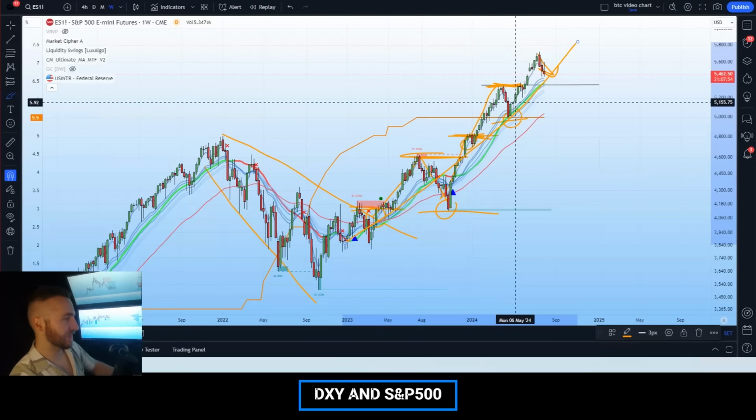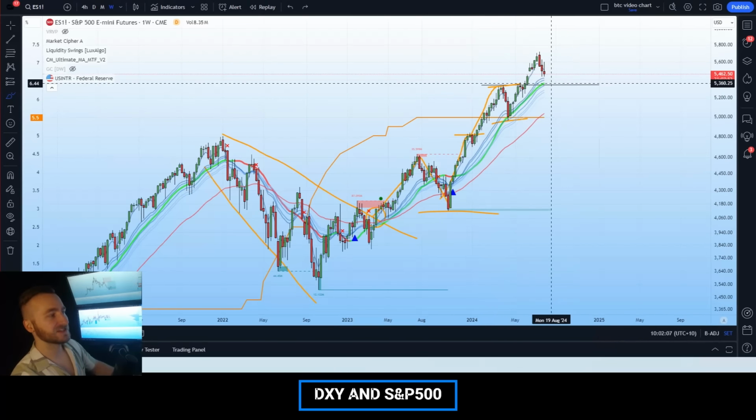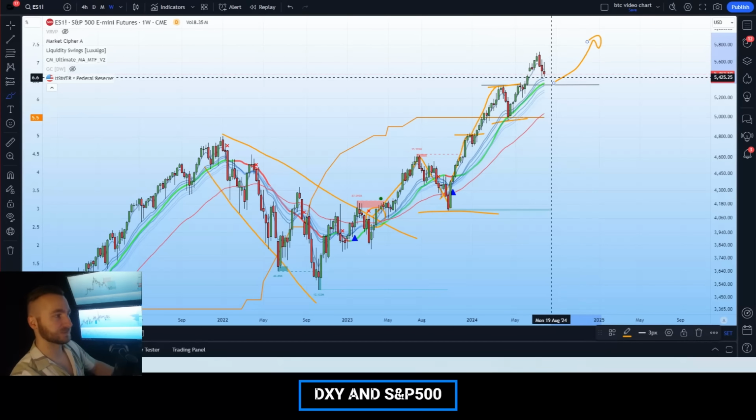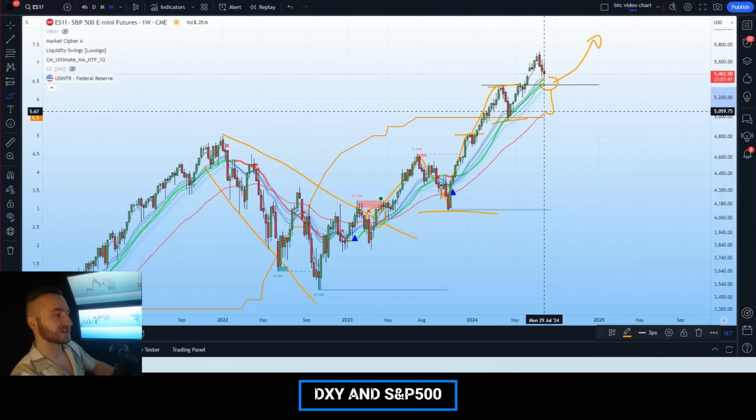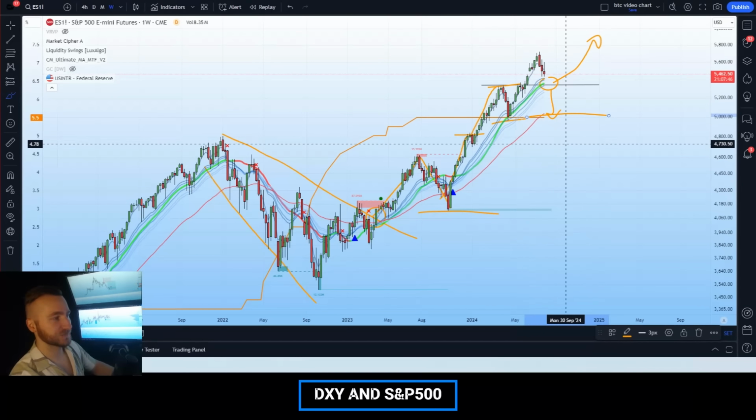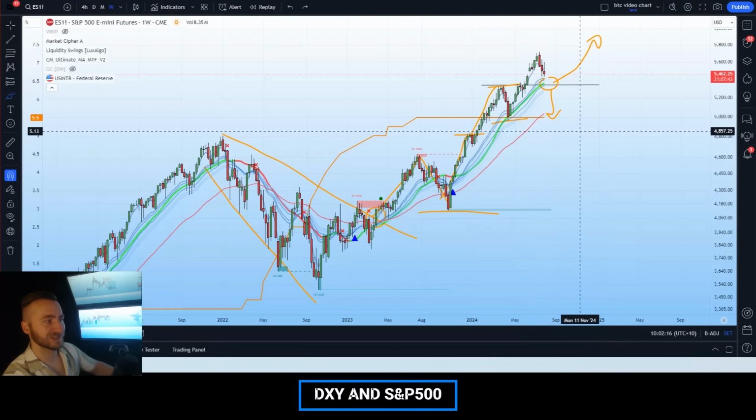Again, provided 5,300 is able to sustain, the trend will likely continue. If we break down, we will likely enter a higher time frame downtrend correction to retest that 5,000 level, which will be very, very bearish if we do.